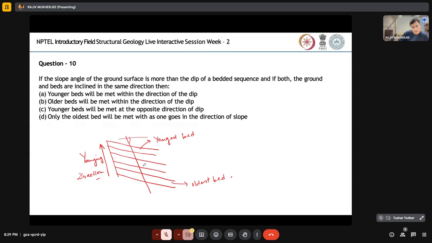So this is the slope direction, obviously, right? So this is the slope direction. So if you just go along the slope direction, you will get what? Older and older beds, right? So option D is the only correct answer, because only the oldest bed will be met as one goes in the direction of the slope, right? So if you go along the slope, you will get older and older beds.